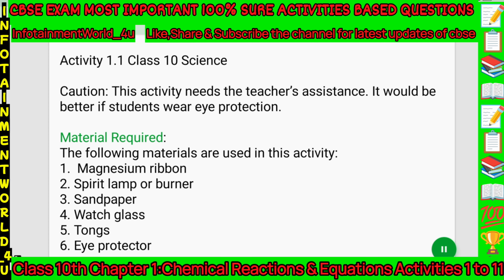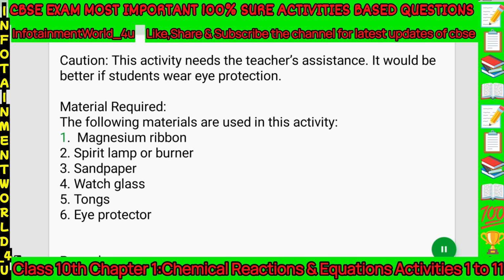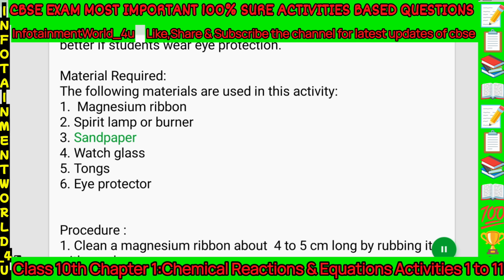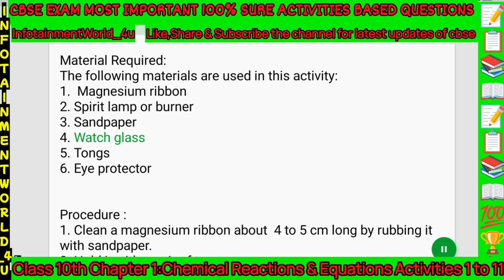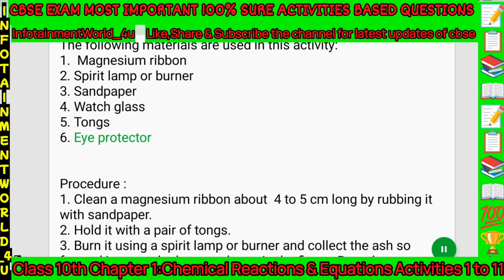Material required. The following materials are used in this activity. 1. Magnesium ribbon. 2. Spirit lamp or burner. 3. Sandpaper. 4. Watch glass. 5. Tongs. 6. Eye protector.